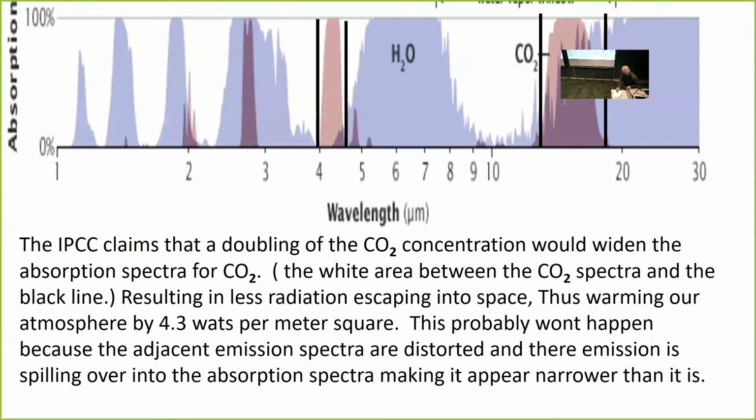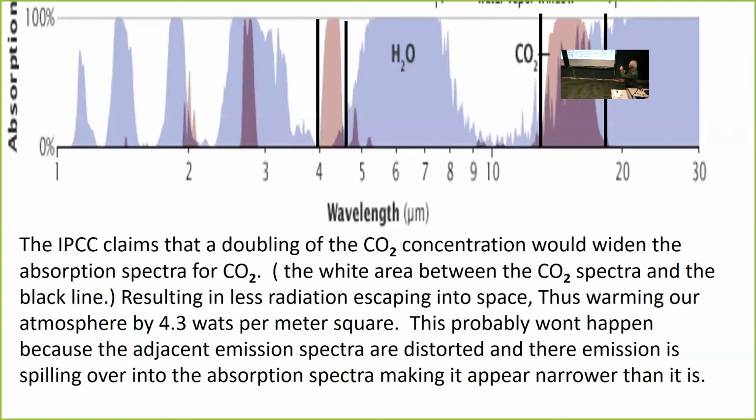So the IPCC claims that the doubling of CO2 concentration would widen the absorption spectrum for CO2. And that's this area between the pink and the black line that I put in. Okay, so this spectrum comes down and it widens out at the bottom. And what they're saying is that, well, if you double the CO2, then this white area where the radiation escaped outer space would get smaller because this would start to fill in with the CO2 absorption. And I don't think that's going to happen.